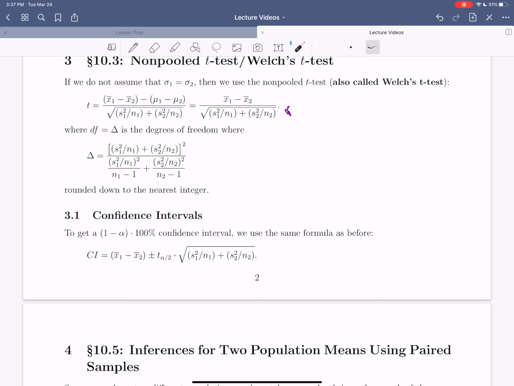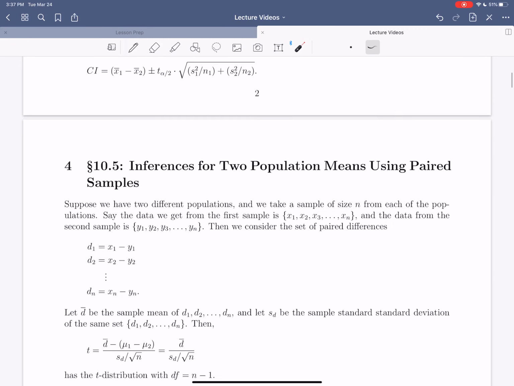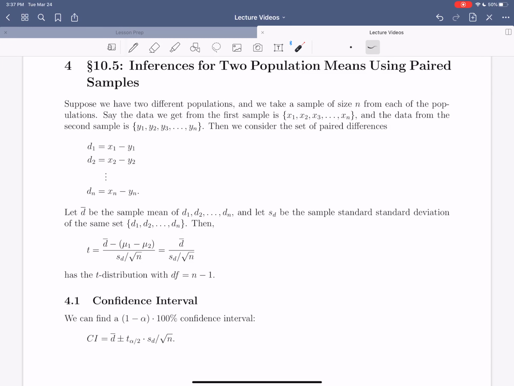There's one more thing that's going to appear in our chapter, and we're going to skip over 10.4, but we're going to talk about 10.5. And here what we're going to do is talk about studying two different population means using paired samples. The way that this works is that you're going to have two samples, say x1 to xn and y1 to yn. They have to be the same length, otherwise this test isn't going to work.